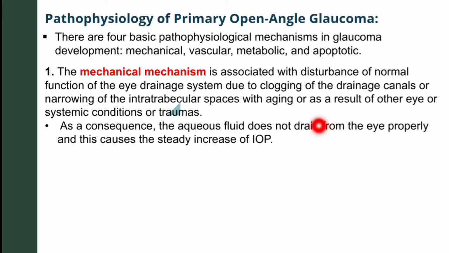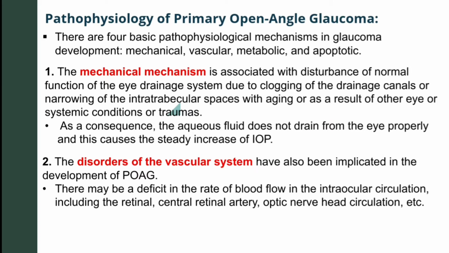Number 2, the disorders of the vascular system. These disorders have been implicated in the development of primary open-angle glaucoma. There may be a deficit in the rate of blood flow in the intraocular circulation, including the central retinal artery, optic nerve head circulation, etc.